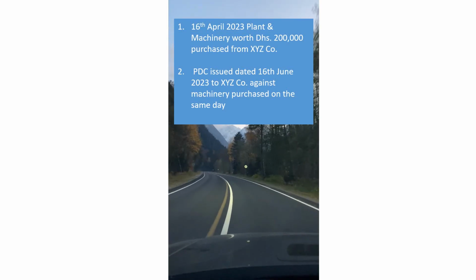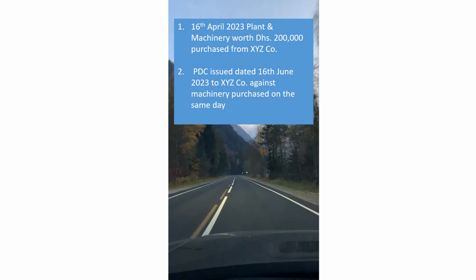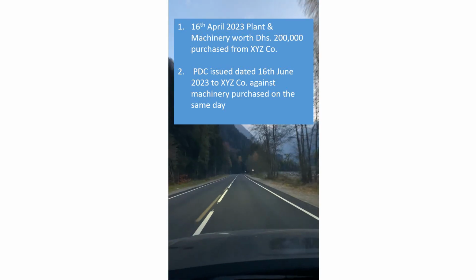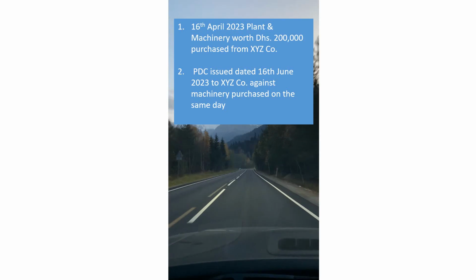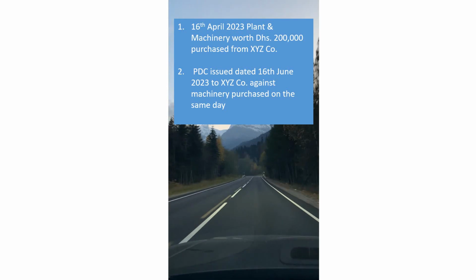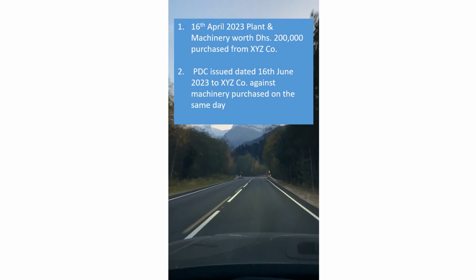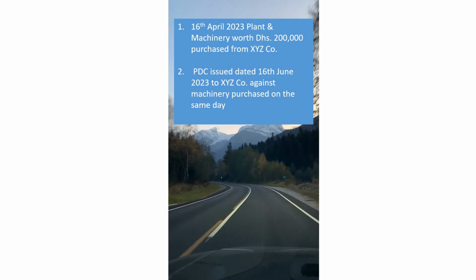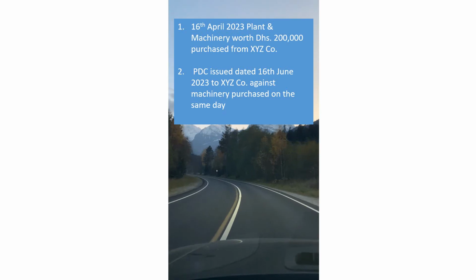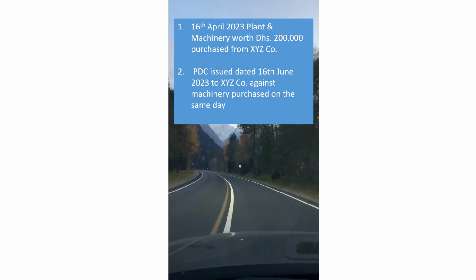Here you have purchased on credit because you can see the supplier name in the question and nothing is mentioned about whether it is purchased by cash or check. The second transaction is a PDC issued, dated 16th June 2023, to XYZ company against the machinery purchased on the same day.